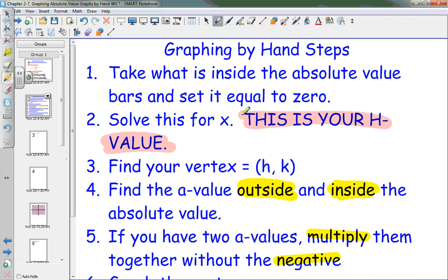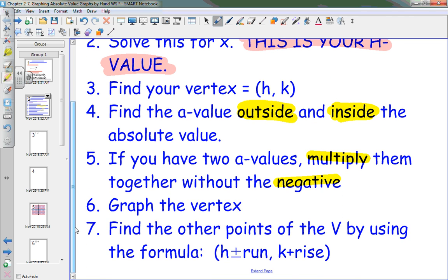After we find our vertex, which is our H and K, what we're now going to do is address the concept of finding our A value. Our A value gives us a lot of information. It gives us the up and down, the mountain or the valley, the max or the min concept, and it also tells me if I'm stretched or compressed. Do we understand that?